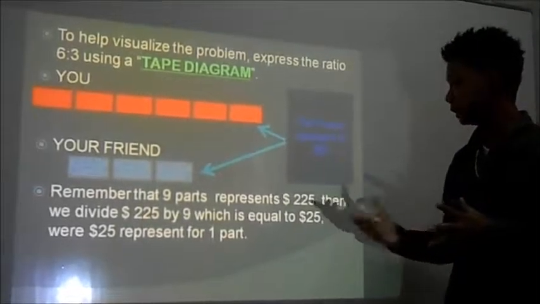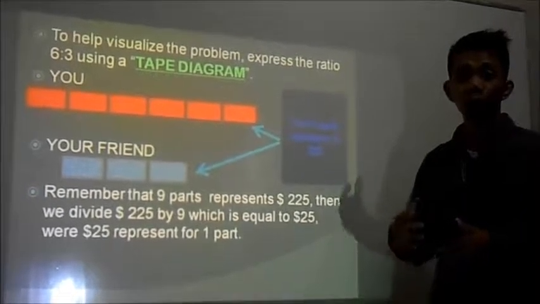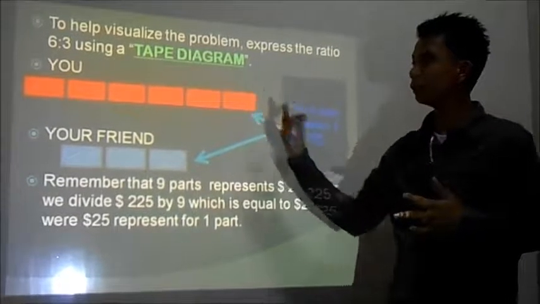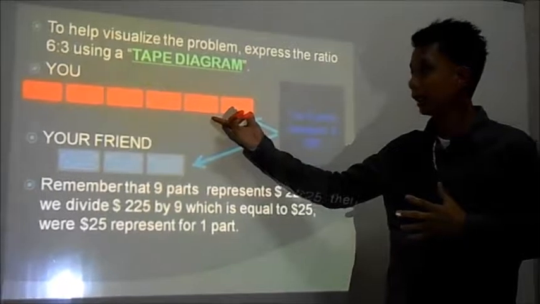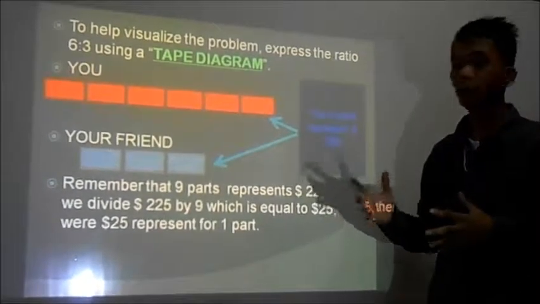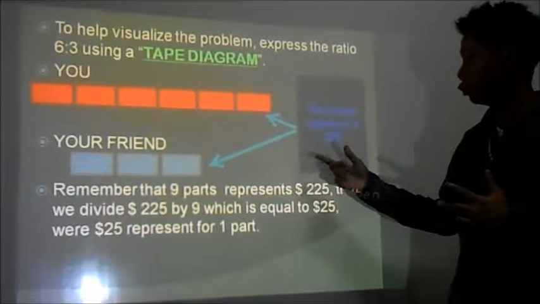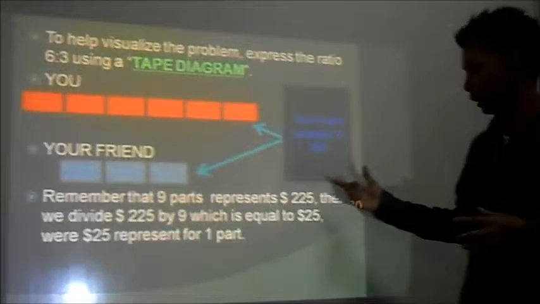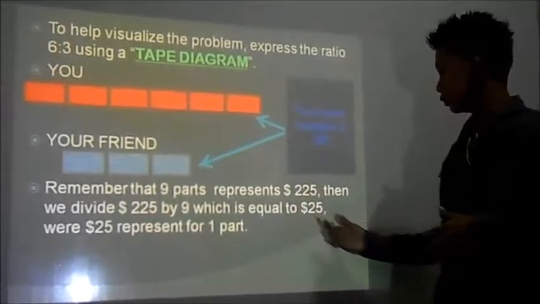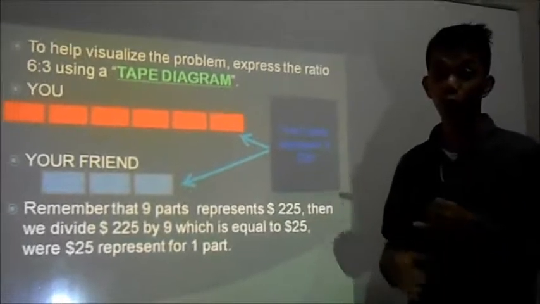So we have to divide $225 by 9. Why should we divide by 9? Because remember, 6:3, 6 is your part and 3 is your friend's part. If you add 6 and 3, that is 9, which represents the parts of $225. If we divide $225 by 9, it equals $25, where $25 represents 1 part.